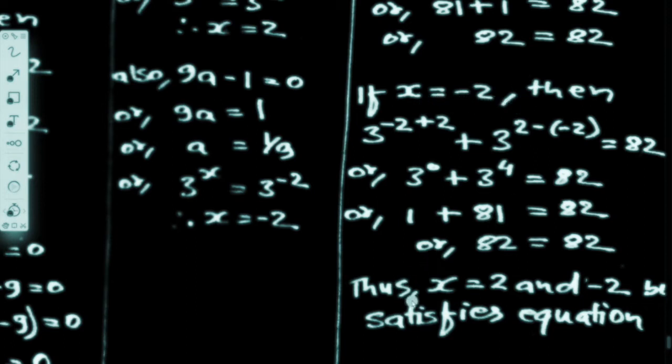It means that x equal 2 and minus 2 both satisfy our equation. It means both are our answers and we get the solution of our exponential equation properly and nicely.